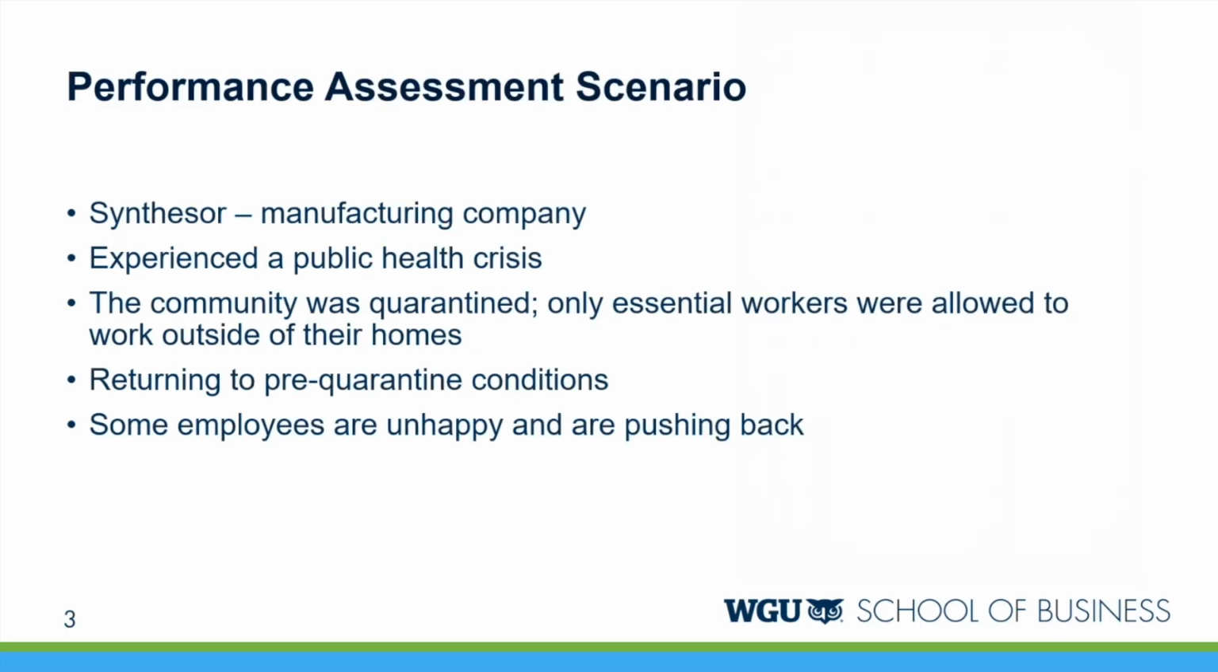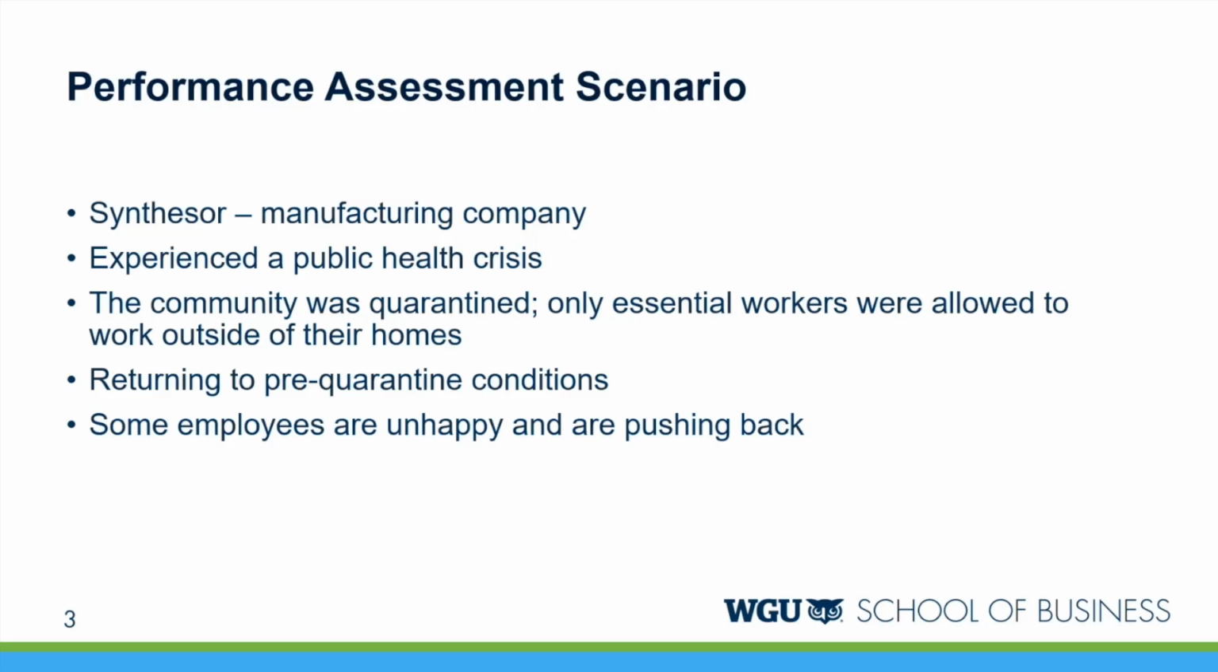So here is the scenario. Synthesor, I'm going to say that wrong probably the whole way through, is a manufacturing company. If you want to pull up task 1, we can read through this, but basically what the scenario talks about is that they have experienced a public health crisis, they have a community-wide quarantine. During this time, only essential workers were allowed to work outside their homes.